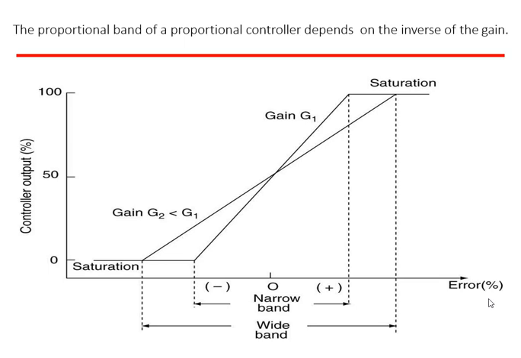Now, whatever the range or band of this error, if you want to decrease or increase the band of this error, then you have to adjust the gain. That's why the proportional band of a proportional control depends on the inverse of the gain. If you increase the gain, this band will decrease. Again if you take a gain G3 which is greater than G1 and G2, then this narrow band will be even shorter. So I think you got the idea about this. This is the center, this is the positive, and this is the negative error.